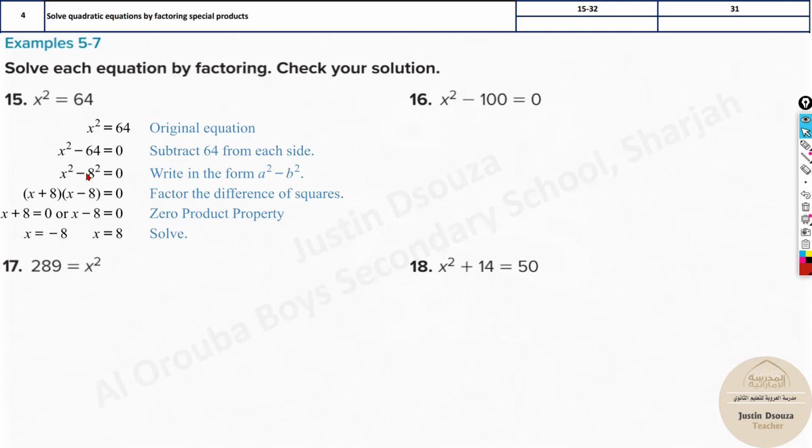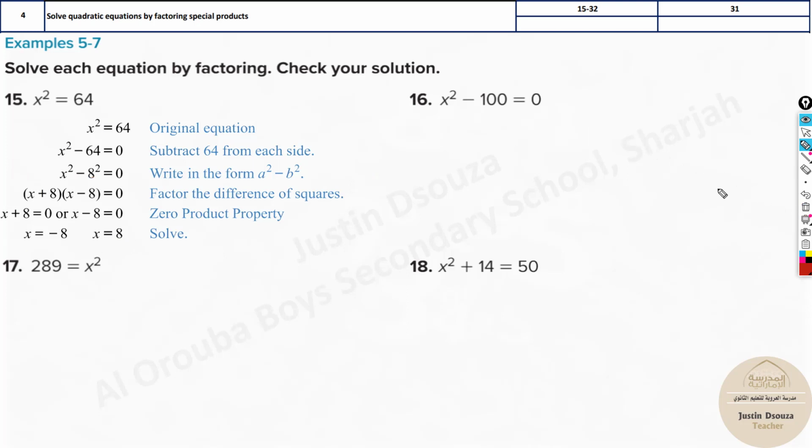What is the special product? We know the difference of squares. That is, a plus b and a minus b is a squared minus b squared. How do you factor this formula? That is equal to a plus b, a minus b. This is the formula for a squared minus b squared. Same way over here, you have x squared minus 8 squared. You factor it out as x plus 8, x minus 8. And now this is the factor. X will be equal to minus 8, x will be equal to plus 8. That will be the answers.